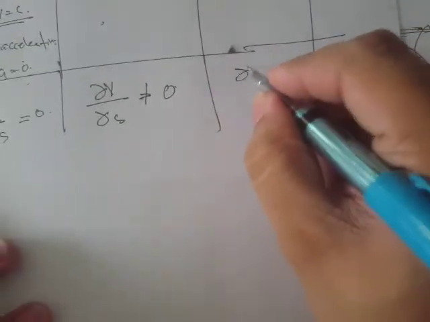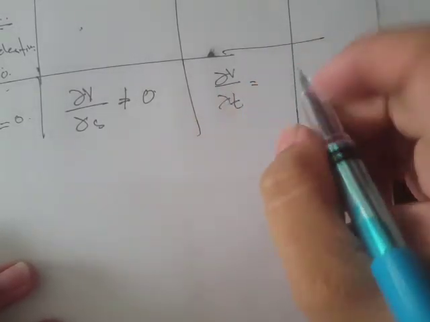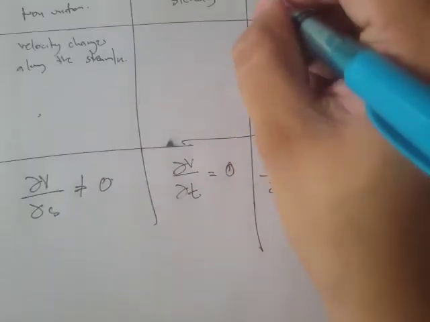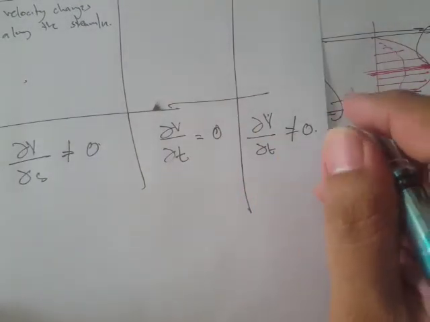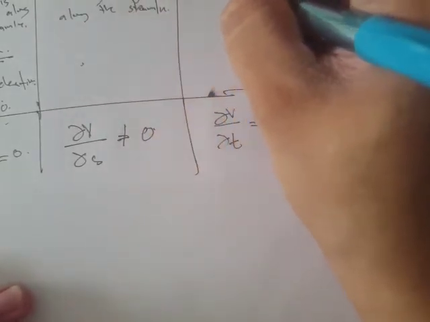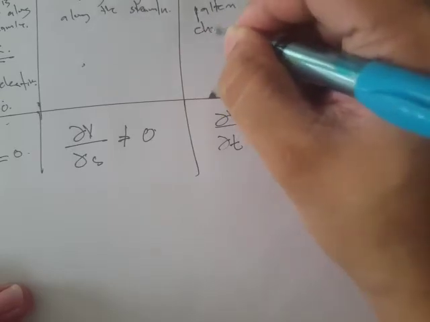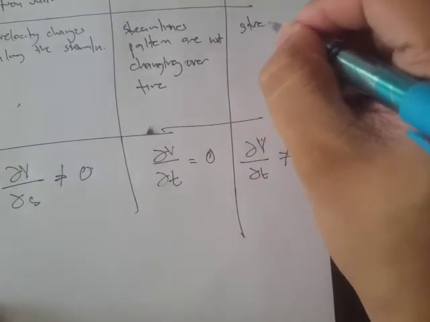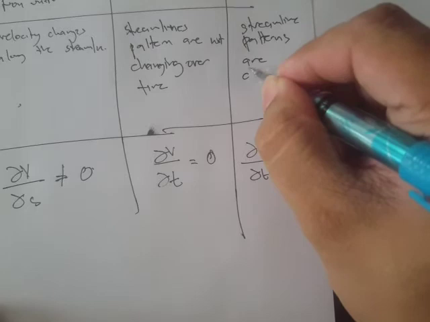And then for the steady, we have this change of velocity with respect to time. Because it's steady, then it doesn't change, so it's just 0. Then for unsteady, the change of velocity with respect to time is not equal to 0. So for the descriptions, for steady, streamline patterns are not changing over time. And for unsteady, streamline patterns are changing over time.